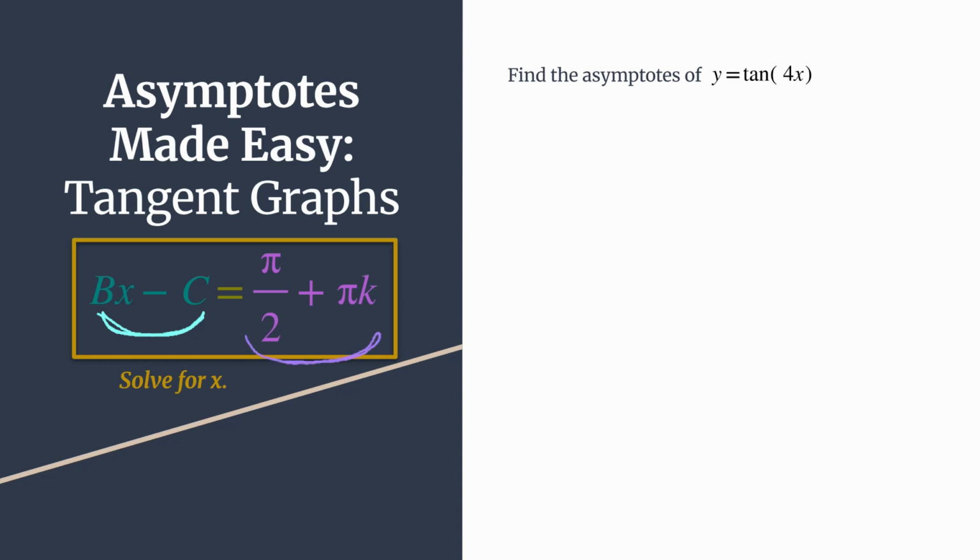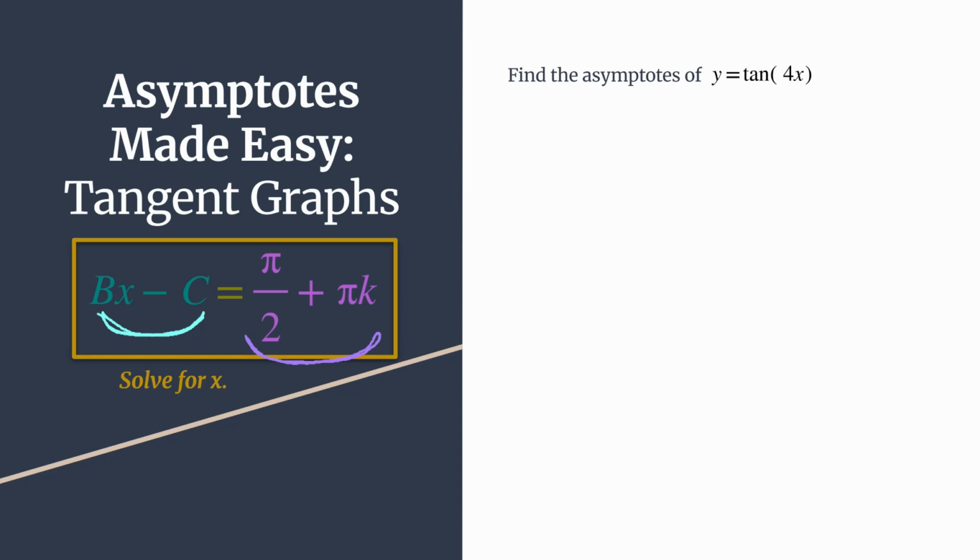So that's pi over 2 plus pi k, where k is an integer. Set those two things equal to each other and solve for x. Basically, this applies the horizontal transformations from your equation to the original tangent asymptotes. Once you do that, you have the asymptotes of your equation.